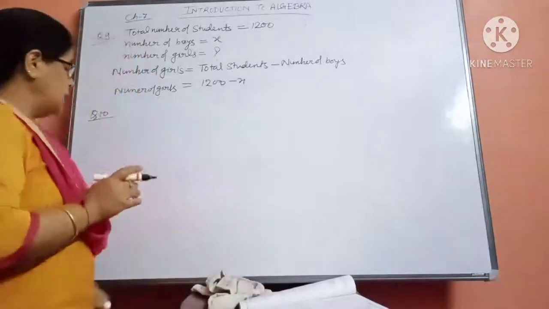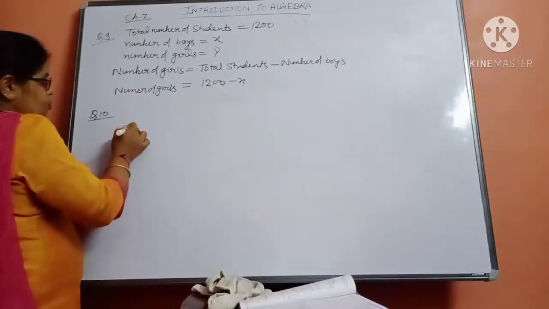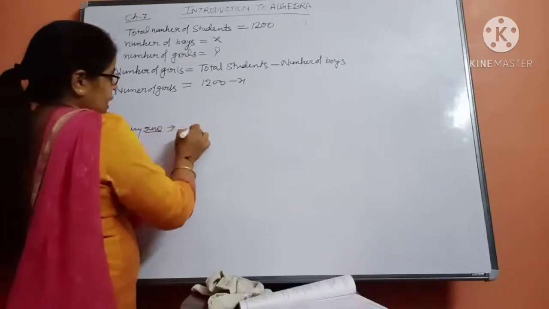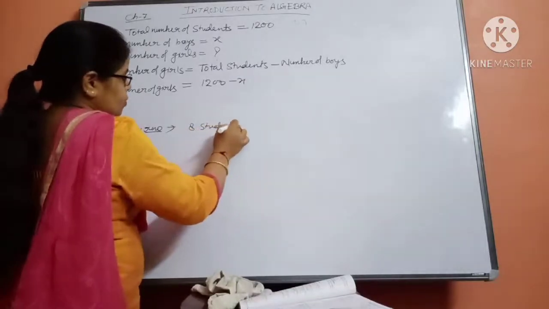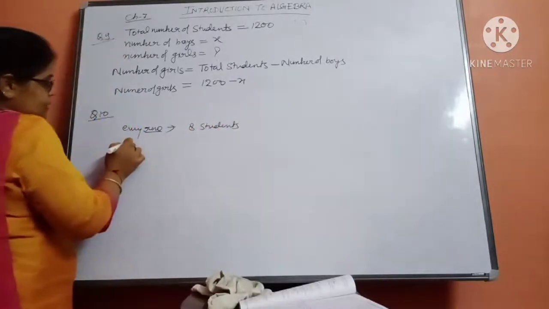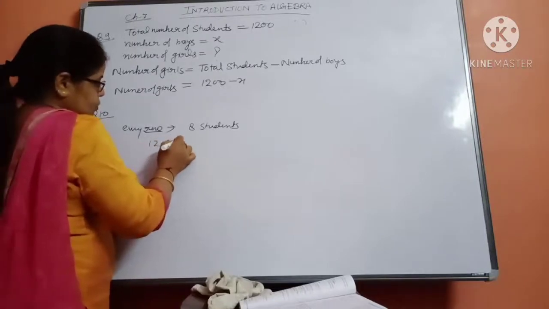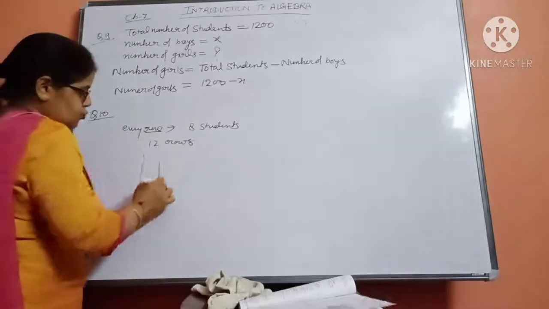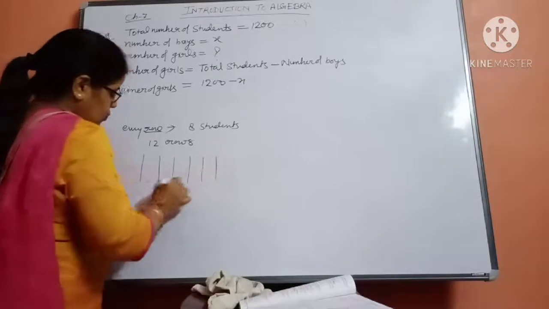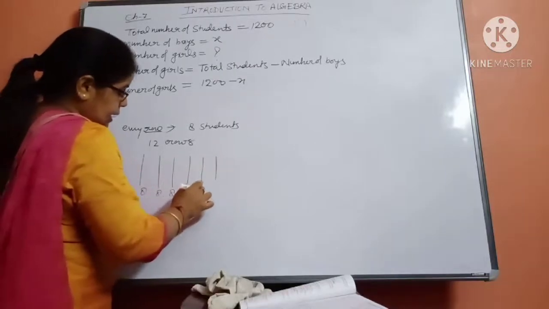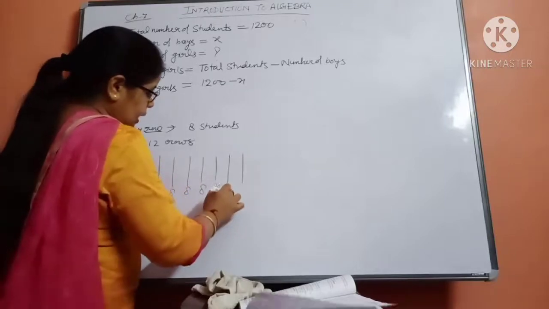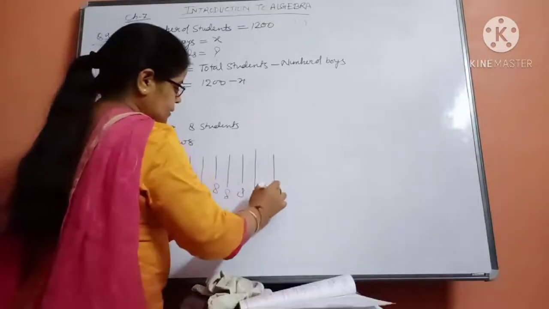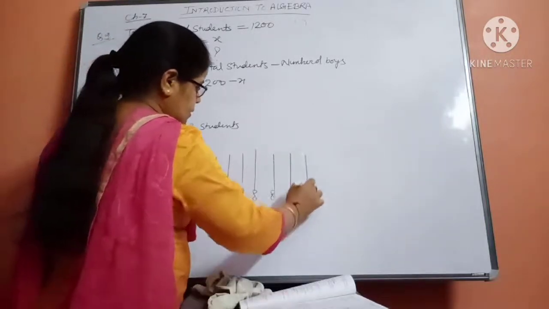Okay. Suppose, beta, in your school, in every row, first of all try to understand the question. Suppose in every row 8 students are standing. And how many rows are there? Suppose 12 rows are there. So what will be the total number of students? You will multiply. In every row 8 students will be there. So how can you do it? 8, 8, 8, 8, like that 12 rows will be there. 1, 2, 3, 4, 5, 6, 7, 8, 9, 10, 11, 12.